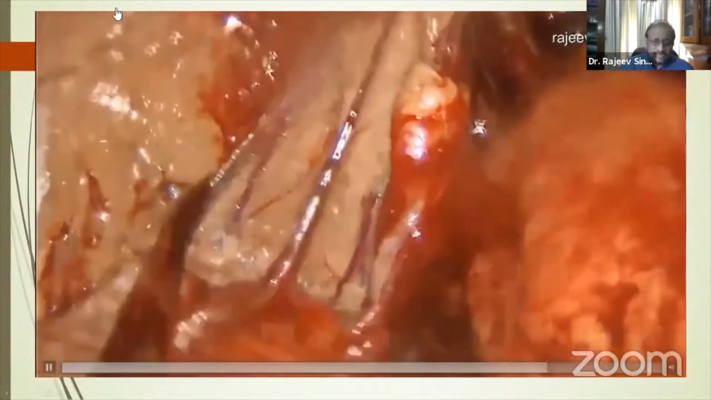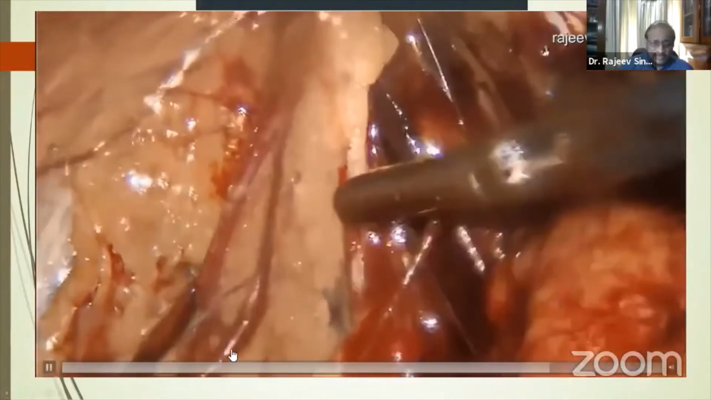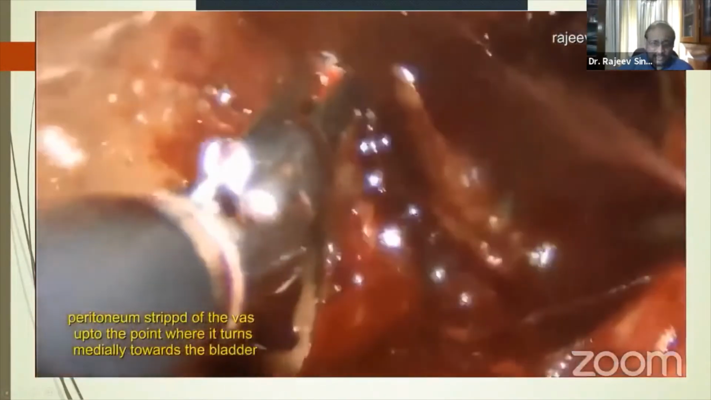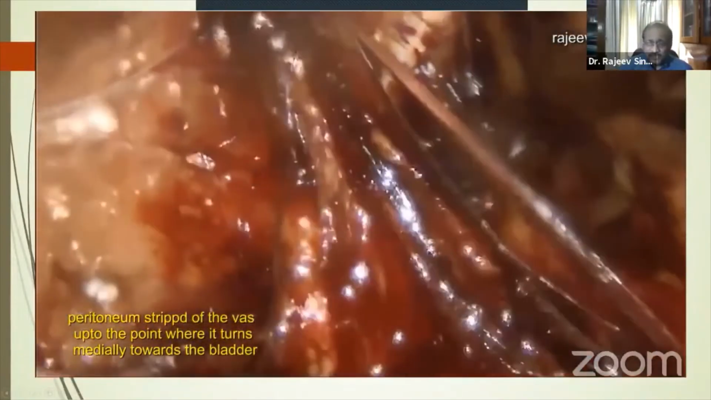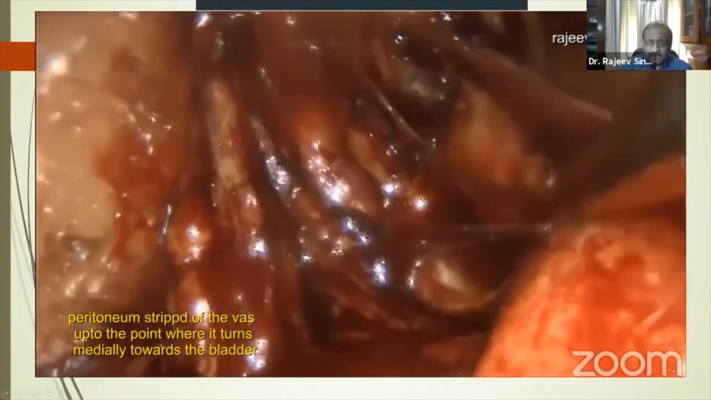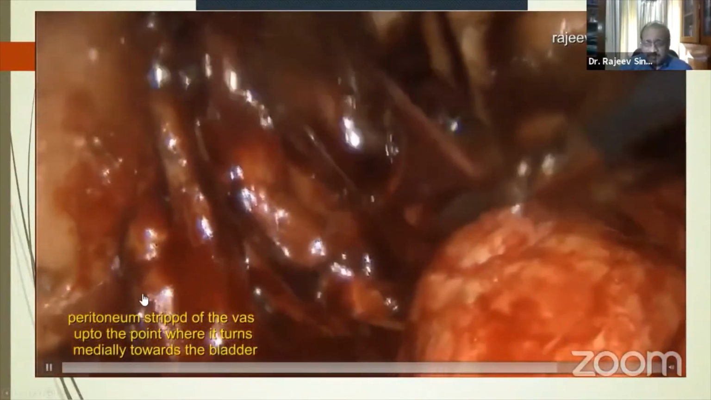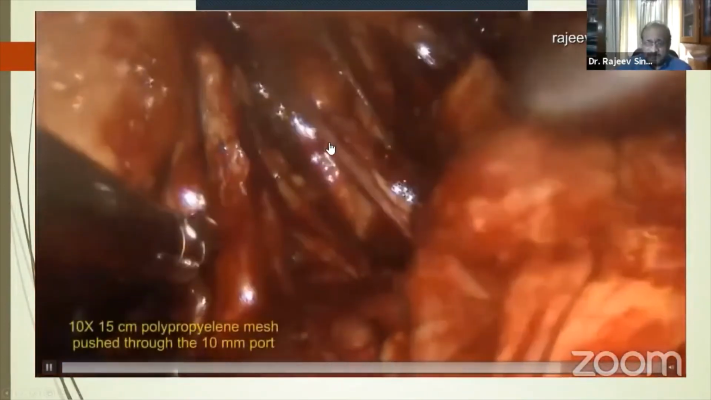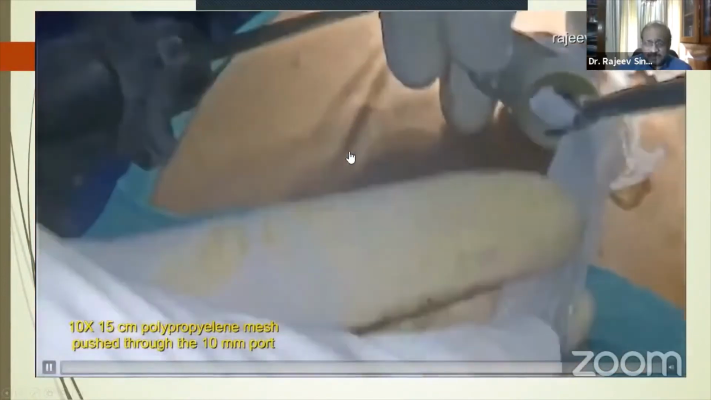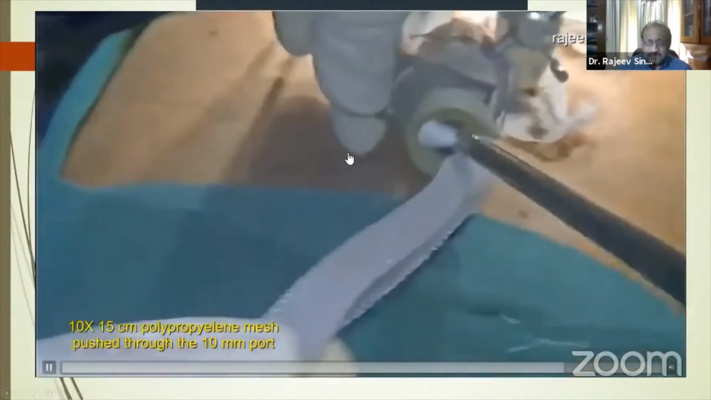And if you get this kind of a dissection, you're sure you're in the right place. Now, the medial dissection has to be stripped of the peritoneum. And remember, that is the vas deferens there, and the peritoneal stripping has to be done until the vas curves under it.